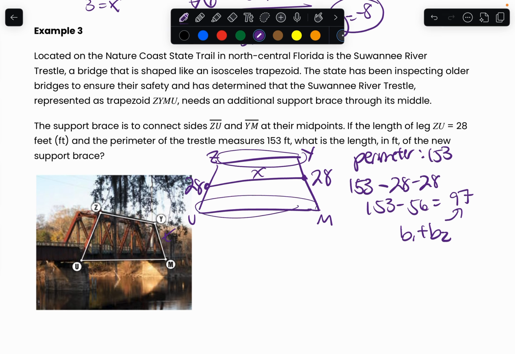Now, my goal is to find the x, or the mid-segment. Remember, my mid-segment formula was b1 plus b2 divided by 2. Well, do we know what our b1 and b2 adding together is? Well, we do know. So we just plug in. 97 divided by 2 equals my mid-segment, or in this case, x. Then I just solve. This will be 97 divided by 2, and my value here will be 48.5, and this is all of it.